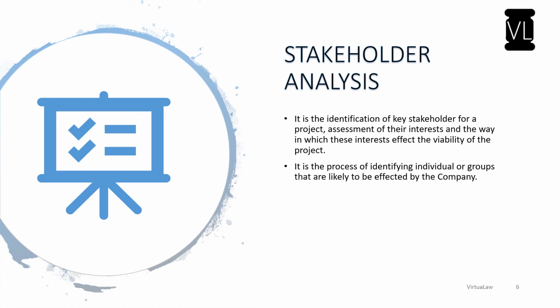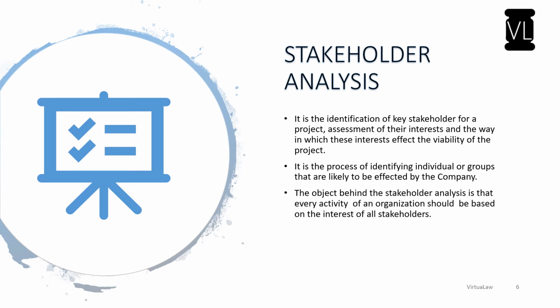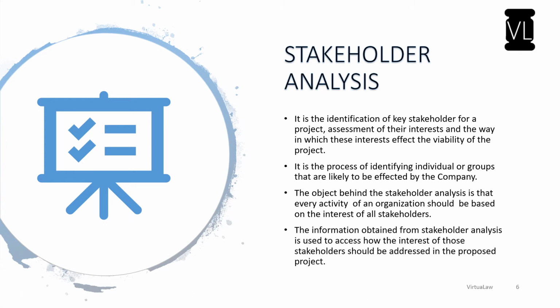So you will first understand how their interests are going to affect the viability of my project, right? What we do under stakeholder analysis is, firstly, we identify the stakeholders, and then we start analyzing their expectations, their needs, and also how it would have an impact on my project. The objective behind this is that whatever the activity of an organization, it should be based on the interest of all the stakeholders. And finally, the information we obtain from the stakeholder analysis is used to assess how the interest of the stakeholders should be addressed in the proposed project. So in the proposed project, how can I address their interest is what I will be looking into in a stakeholder analysis.